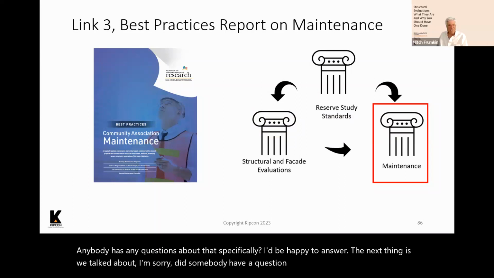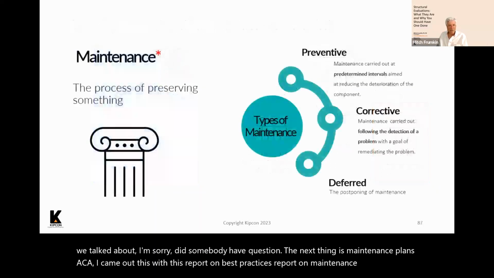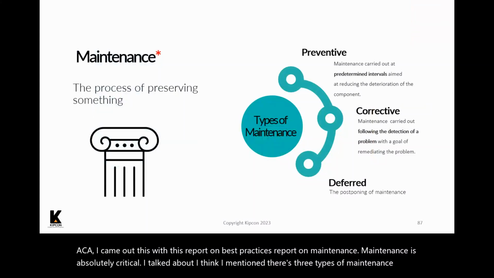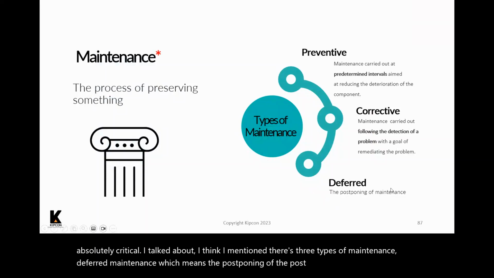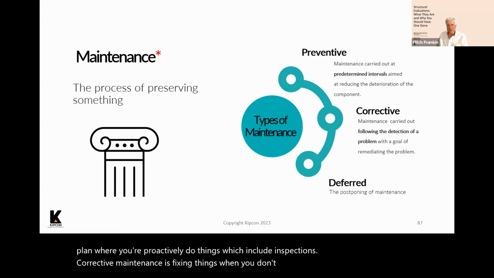The next thing is maintenance plans. CAI came out with this best practices report on maintenance. Maintenance is absolutely critical. I think I mentioned there's 3 types of maintenance. Deferred maintenance, which means the postponing of maintenance or not doing it. Preventive maintenance is an ongoing preventive maintenance plan where you proactively do things, which include inspections. Corrective maintenance is fixing things when you don't do any type of maintenance.